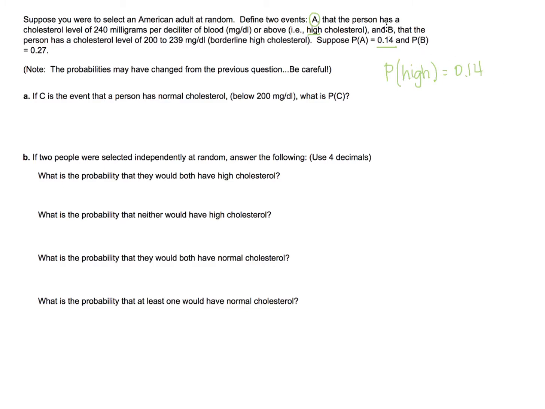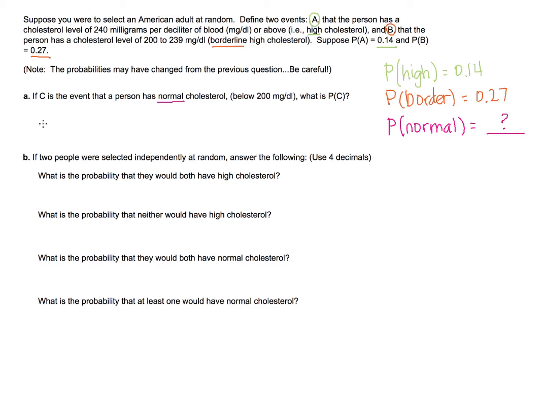And then we also have this B value that somebody is borderline, and we have a probability associated with that. And instead of putting borderline, I'm going to just put border. And my value associated with that is 0.27. Now in the first question, we have a new event, this P of C, that somebody has normal cholesterol. So what is the probability of that event? And rather than putting P of C, I'm going to put probability of normal. And I need to find the answer for that.